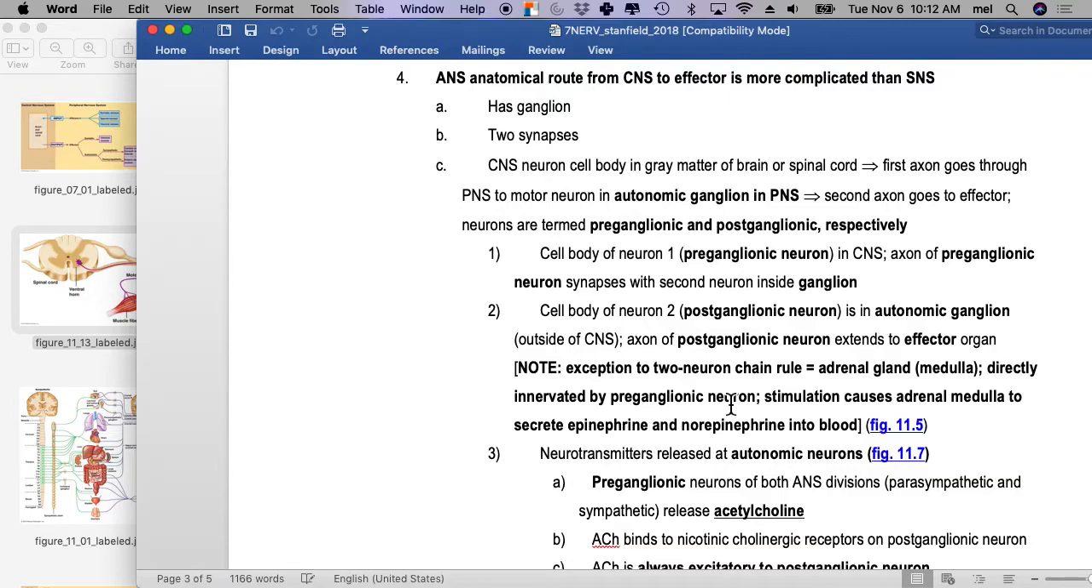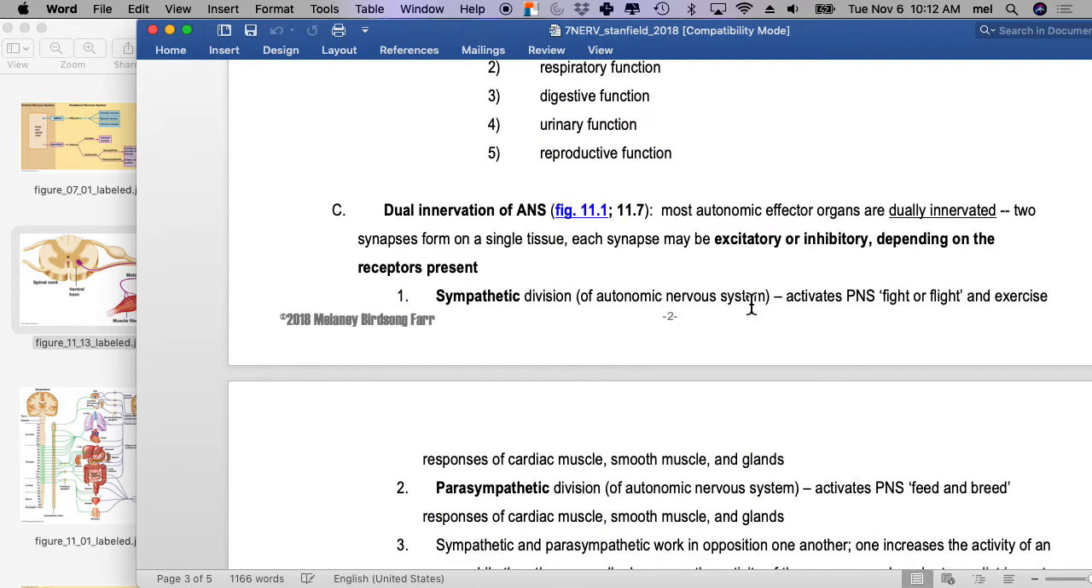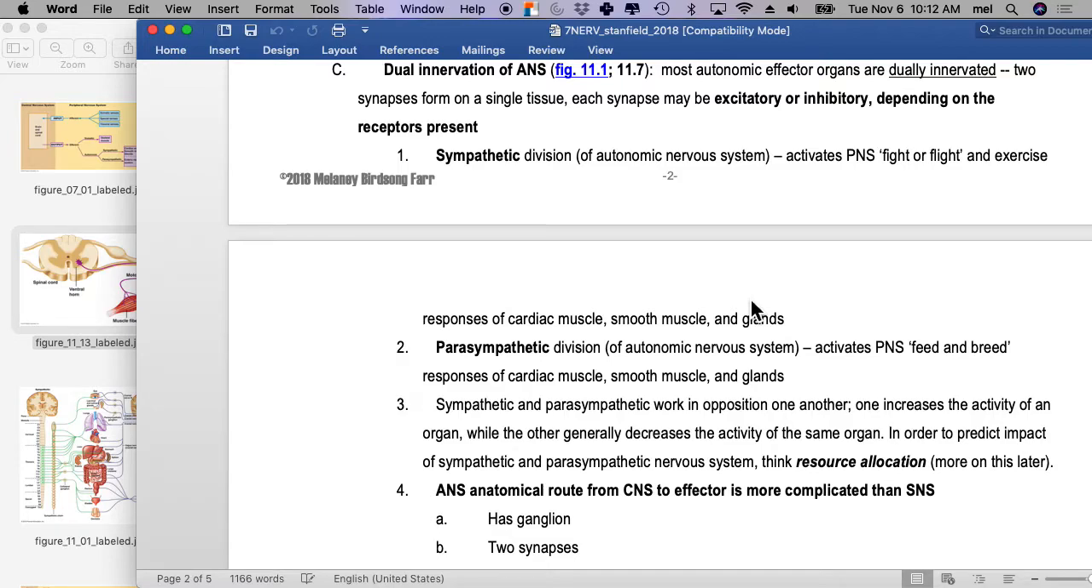Okay, so let's go back and make sure that we understand this whole idea of dual innervation. Go ahead. Is that a type of convergence? Like you have two? No, because you would have to have two going to the same one to be convergence. This is just two in series. Okay, so most autonomic effector organs, meaning cardiac muscle, smooth muscle, and glands. I just drew cardiac muscle here because smooth muscle doesn't look like much, and I don't know how to draw a gland, blob of cells. So most of them are dually innervated, so two synapses form on a single tissue.